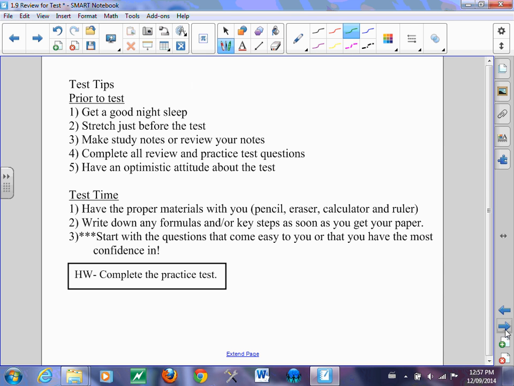You don't need to write these out, folks, but I've got some helpful hints for you. Prior to your test, get a good night's sleep, stretch before the test, make good study notes, review notes, do your style. Complete all review and practice questions. I can't emphasize enough, your success is based on that one a lot. And also 5, have an optimistic attitude about the test.